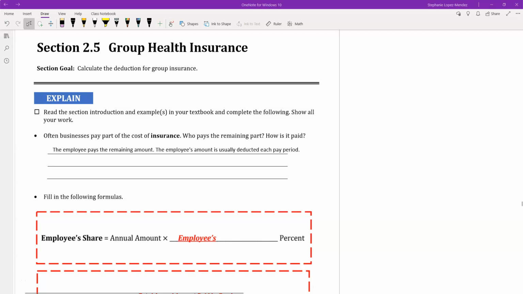This is section 2.5, Group Health Insurance. Often businesses pay part of the cost of insurance. They usually offer group insurance plans to all of their employees. So to this question, who pays the remaining part and how is it paid? The employee is the one paying the remaining amount. The employee's amount is usually deducted from each pay period.